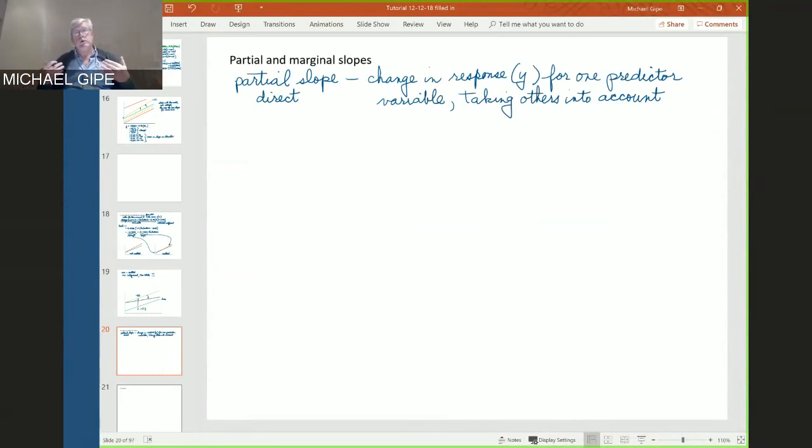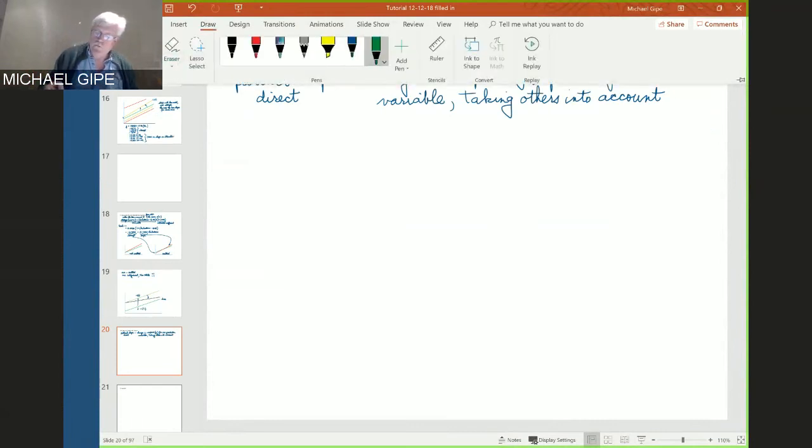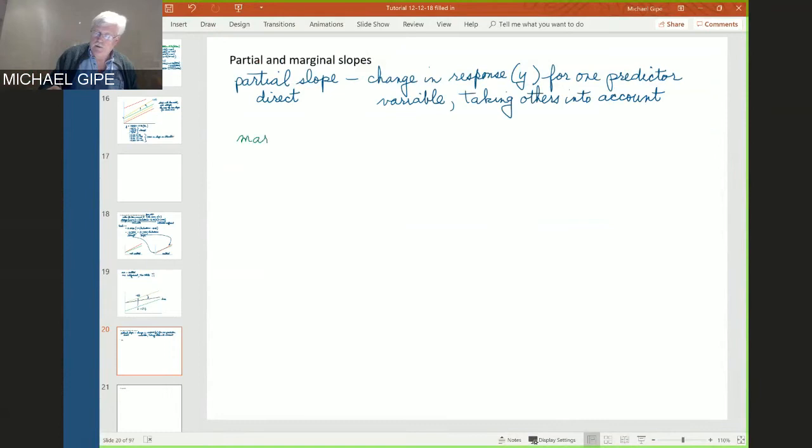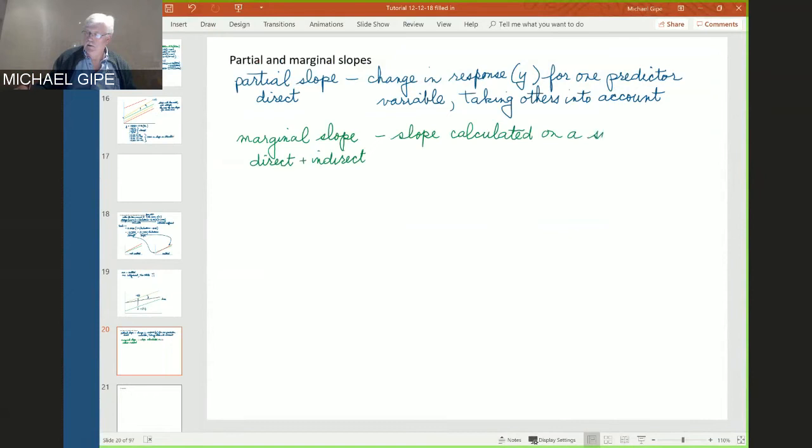If you were to do a single regression model on that x variable, you would be finding a marginal slope, because you would be ignoring the other variables, and you would end up getting the direct plus the indirect effect, where the slope is calculated based on one variable, ignoring the others.